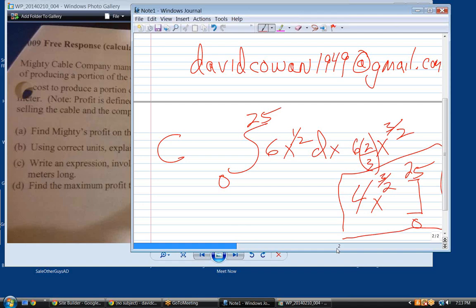So we plug in 25 first, and then we subtract when we plug in 0. Yeah. Well, what is 25 to the 3 halves? So the 3 halves would be the square root, which is 5, and then 5 cubed is 125. So times 4 would be 500. And then of course minus the 0. When we plug in x equals 0, it's just going to be 0. So the evaluation of this thing is 500.